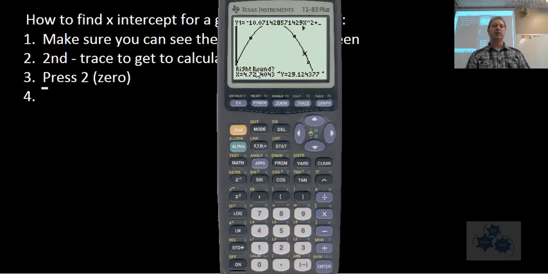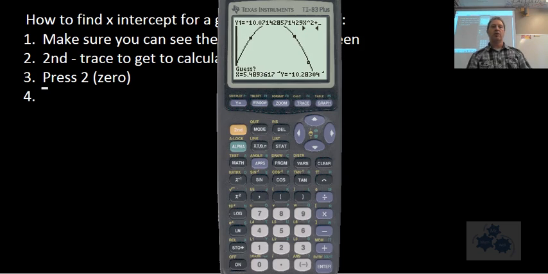Now the calculator is asking you, okay, what is the right boundary? So here is where you cursor over, and again, we have a difficult time seeing exactly where it is, but look at the y values. When they switch to negative, you know you're underneath the x-axis. So something like this would be a good right boundary, just to the right of where the intercept is.